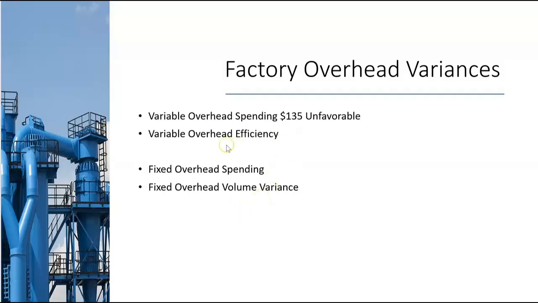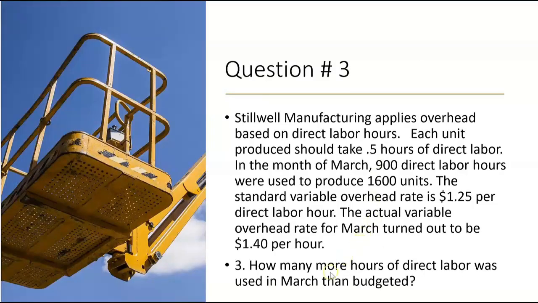Now our goal is going to be the variable overhead efficiency variance. And this is going to have less to do with what was spent and more to do with whether we were wasteful with the use of labor hours. Did we use more labor hours than we should have or less for the given level of production? So here's question 3. How many more hours of direct labor was used in March than budgeted?